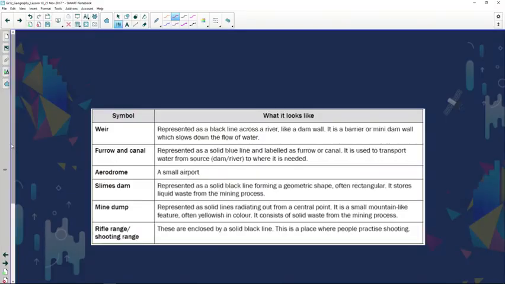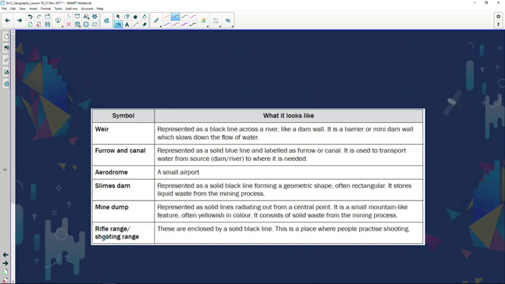If we continue with our notes, there's a couple of symbols that we look at, and they represent information on the maps. For instance, the mine dumps. An aerodrome is usually a small airport. A rifle range is where people practice shooting.